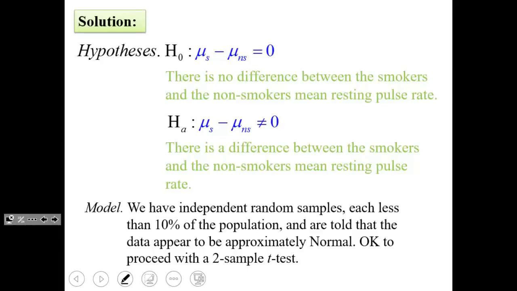So our model, we do have independent random samples. Each is less than 10% of the population, and we were told the data appeared to be approximately normal by saying it was unimodal and roughly symmetrical. So we can proceed with a two-sample t-test. To do that, we need our mechanics.